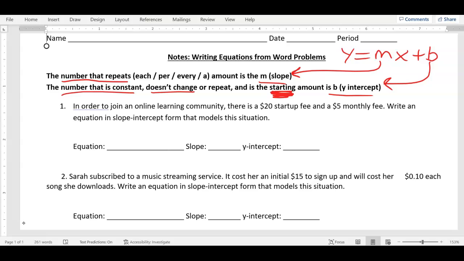So let's read it. Here we go. In order to join an online learning community, there is a $20 startup fee and a $5 monthly fee. Write an equation in slope-intercept form that models this situation. Okay, so here's what I want you to think of. First, think of what is the B, the beginning amount. So do you think $20 is the beginning or $5 is the beginning? Which one do you start with?